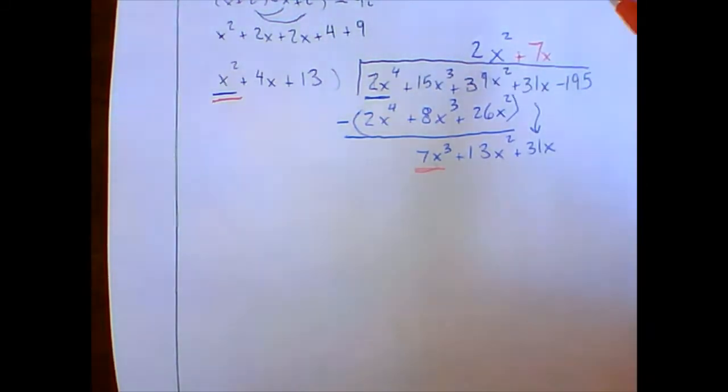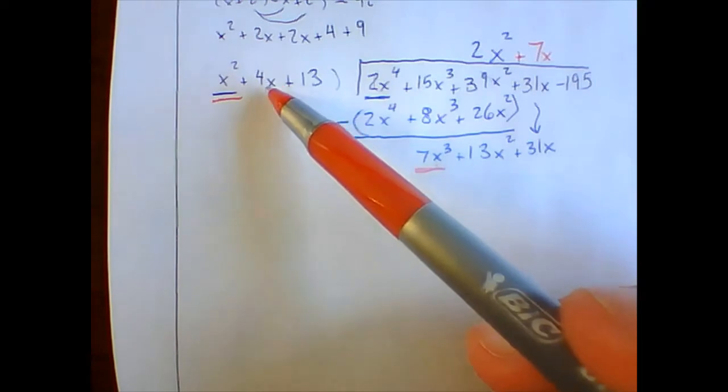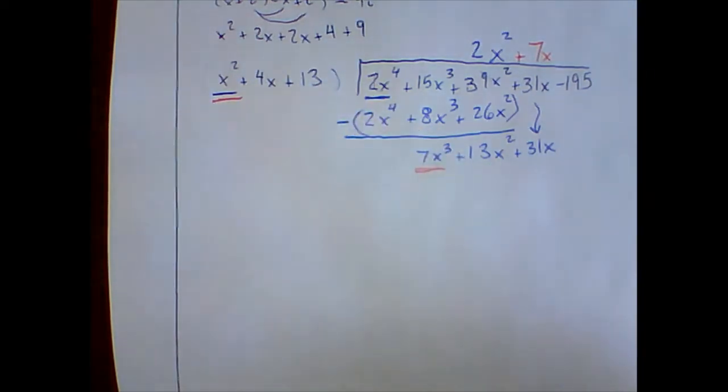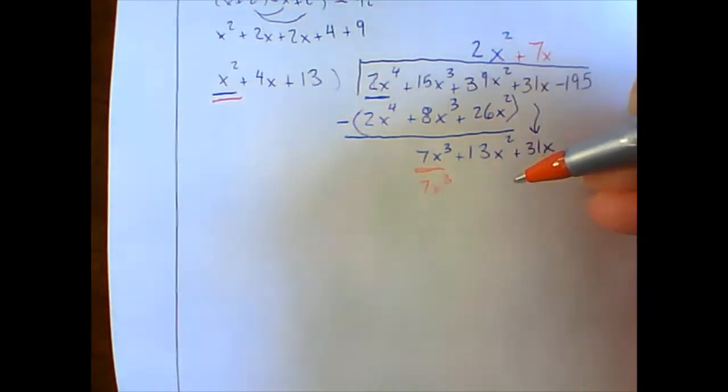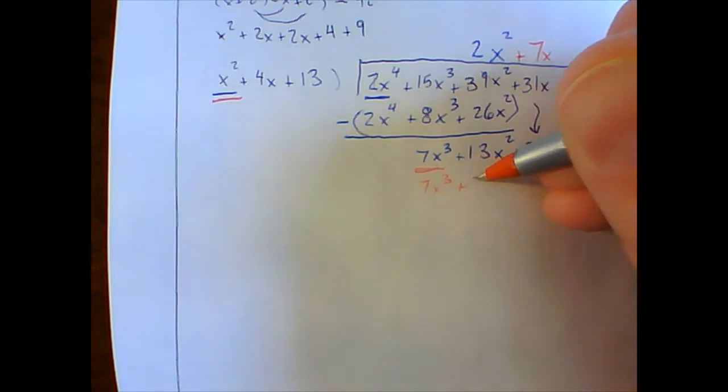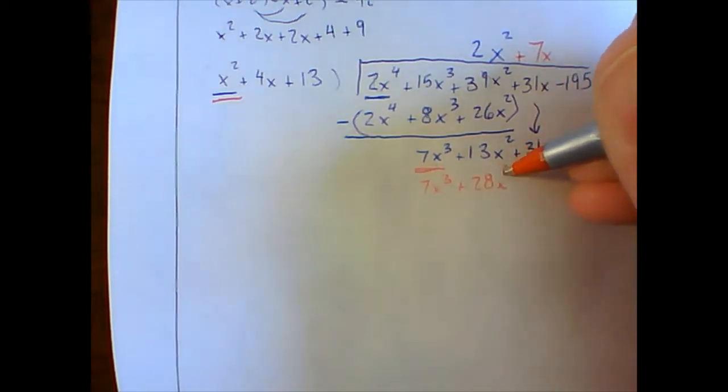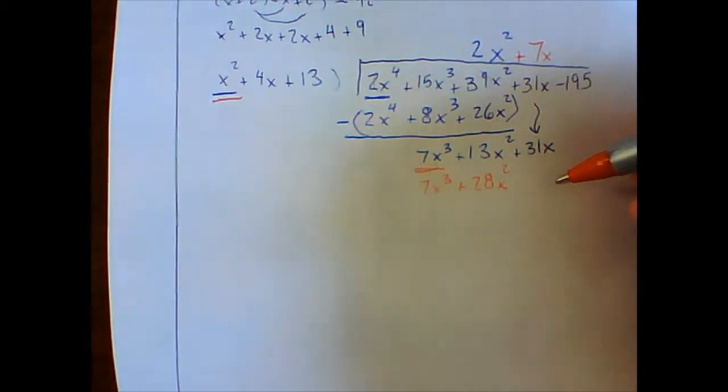Once again, here's the next step of the pattern: you distribute that number you put on top to the front number. So we get 7x cubed, we're going to get a 28x squared, and then 7 times 13, we're going to get a 91x.